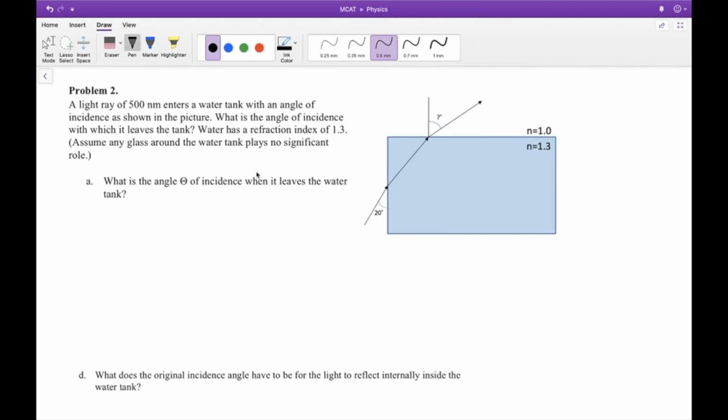What's up, guys? I'm going to go over problem number 2 on discussion 9. This is a pretty simple Snell's law problem, but it goes from air to water, then water to air, twice, so it makes it a little difficult. But let's go ahead and get started.